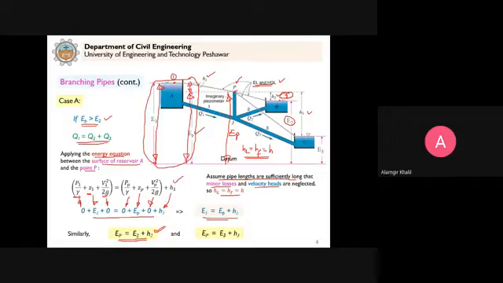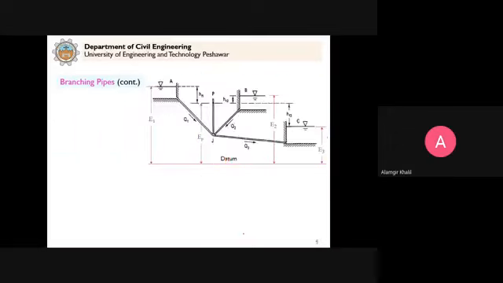And if you apply the energy equation between point P and you consider another point here, this is now point 3, then in that case we will get that EP is equal to E3 plus H3. You can see here this EP is equal to H3 plus E3. So EP is equal to E3 plus H3.